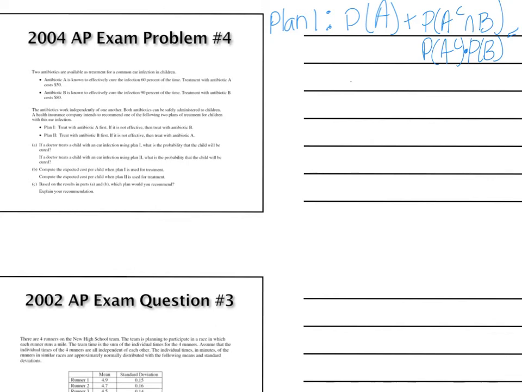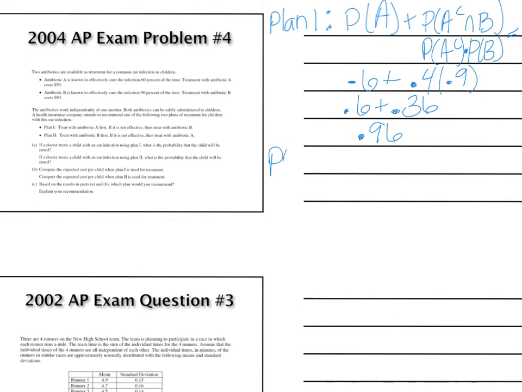So the probability that A worked is 0.6 plus the probability that it didn't work is 0.4, because in order for them to need to do antibiotic B, the first treatment didn't work, times the probability that B does work, which is 0.9. And that's 0.6 plus 0.36, which is 0.96. So the probability that plan 1 cures the kid is 0.96.